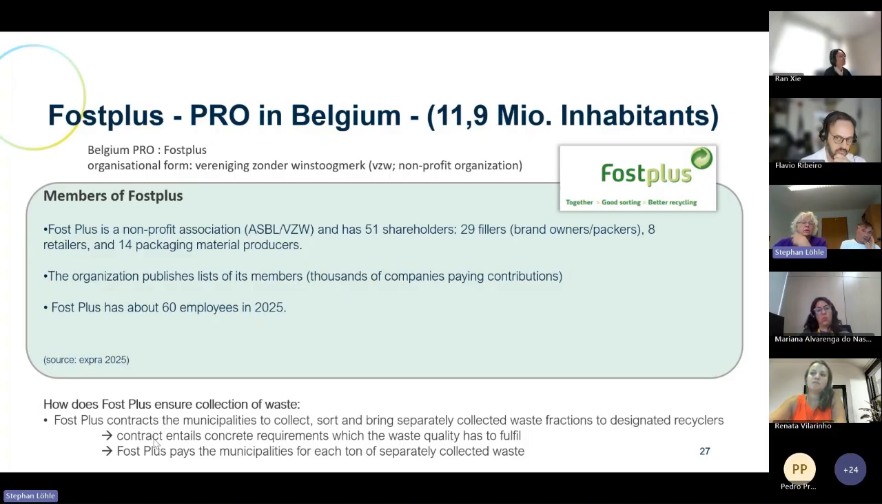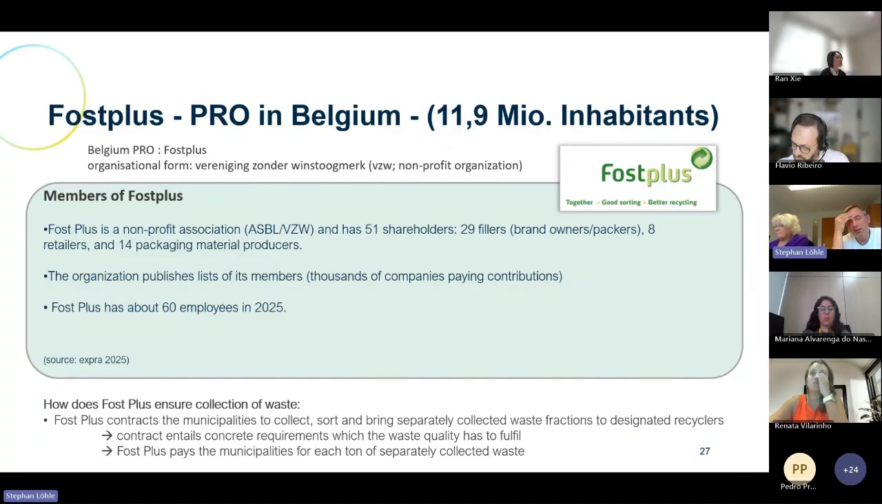And FOST Plus makes contracts with municipalities. They are responsible for the collection, and contracts with waste management, and they pay the municipalities for each ton of separately collected waste. If you are interested later on, we can dive deeper in next sessions. But yes, just one short addition to the FOST Plus system.